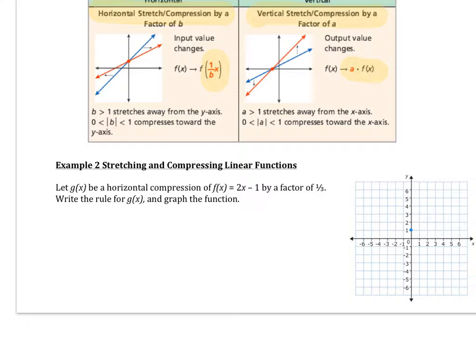Intercept is 1, slope is 2 over 1, so up 1 over 2. I'm going to graph a few points. I'm going to draw it in blue. So there is our original function, f of x.